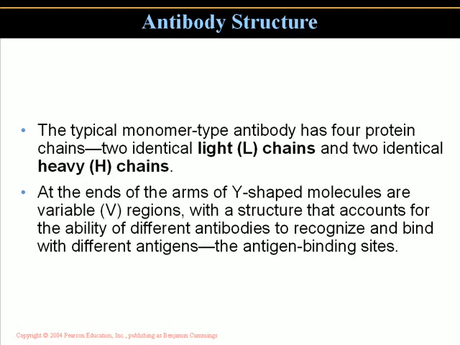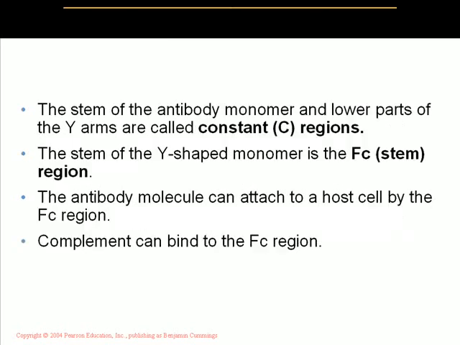At the end of the arms of the Y-shaped molecule there is a variable region, which is a V region. The structure accounts for the ability of the antibodies to recognize and to bind to different antigens at these antigen binding sites. The stem of the antibody, the long arm that comes down, the lower part of the Y, is called the constant region or the C region. The stem of the Y-shape is referred to as the Fc region. Antibody molecules can attach to a host cell by the Fc region, and complements, which are other agents in the bloodstream that help in the immune response, can also bind to this region as well.